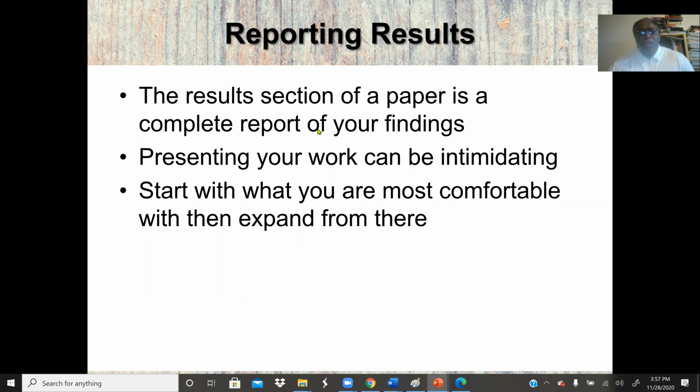So reporting results. Here we say the results section of a paper is a complete report of your findings on your research studies or experiments. So presenting your work can be very, very intimidating. So we always start with what you are most comfortable with, then expand from there. Most of the time when we are reading an article, we look at the abstract. We may go to the introduction section, and most importantly, we go to the results section. So the results section of a paper is a very important part of a research paper, very important.